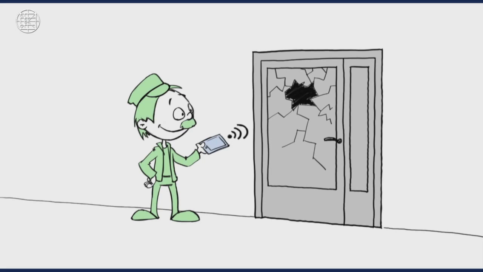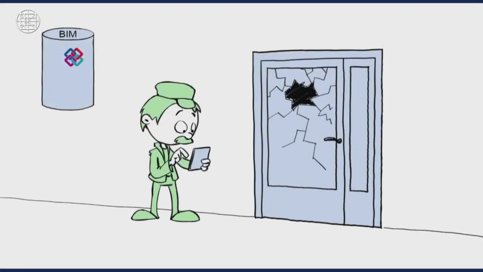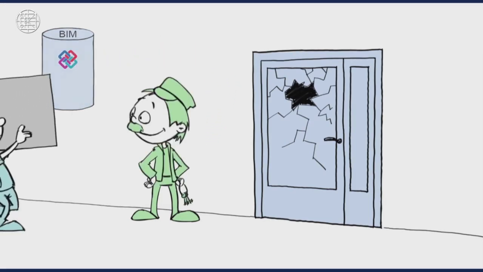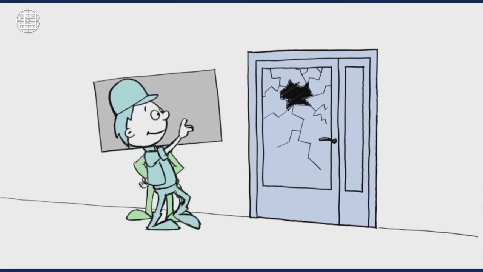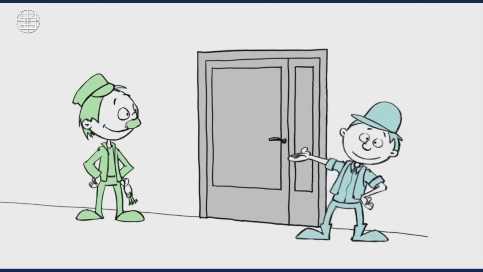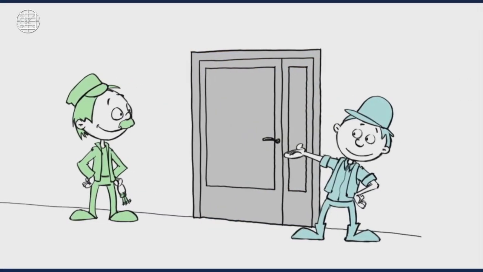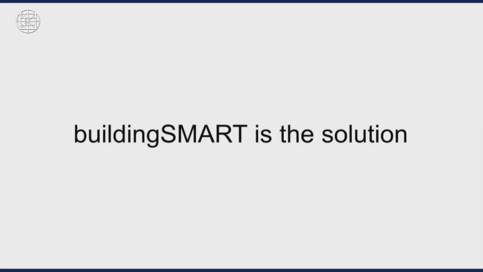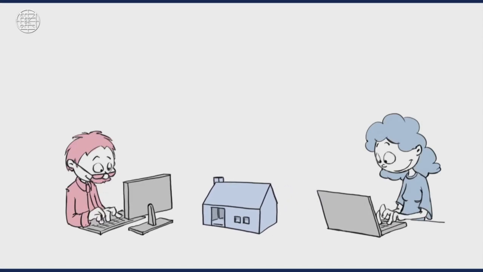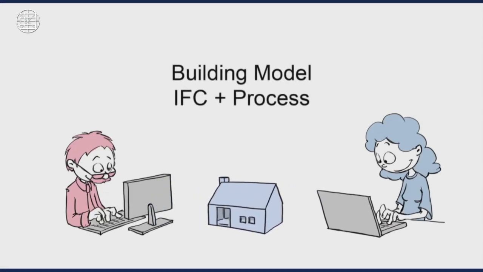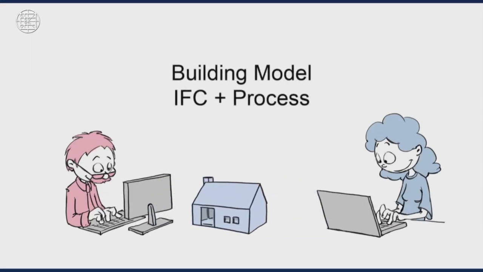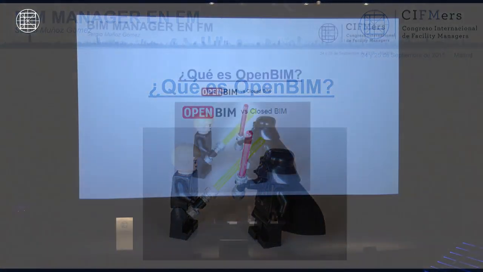The property caretaker identifies the door with his handheld device and registers the damage. All the door information is available at hand, and he can order new parts on site. The glazier repairs the door. The event and all information about the new parts are registered in the BIM. Building Smart is the solution. Building Smart's IFC format exchanges geometry and object information. IFC exchanges the building model.